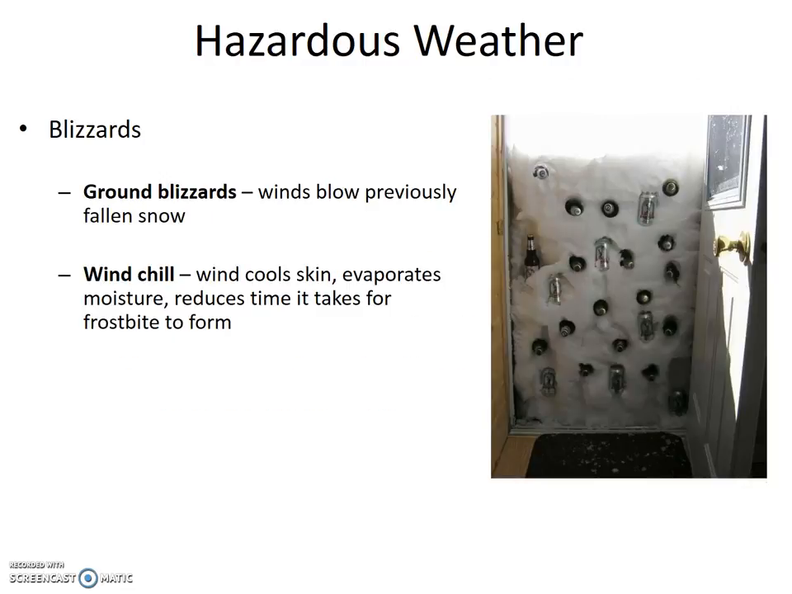Here are a couple terms associated with blizzard conditions. There are ground blizzards, where winds blow previously fallen snow, so it looks like a blizzard, but there's no new precipitation. Also, wind chill is a measurement of wind that cools things like skin, evaporating moisture, reducing the time it takes for frostbite to form. The image depicts a natural service function of blizzards, using snow to chill various beverages right outside your door.